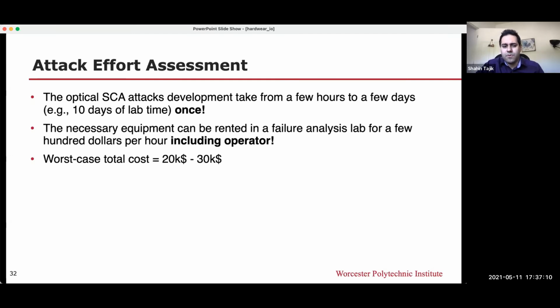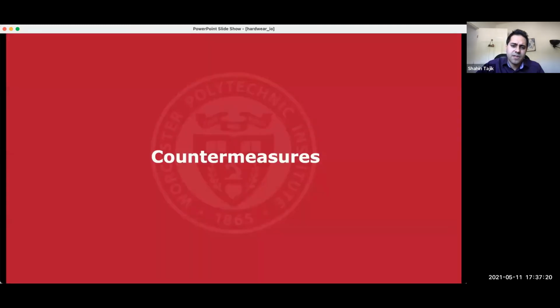If you are looking for specific IP information or reverse engineering a chip, the IP itself costs much more than this price.